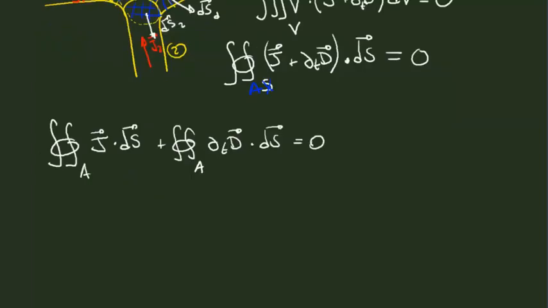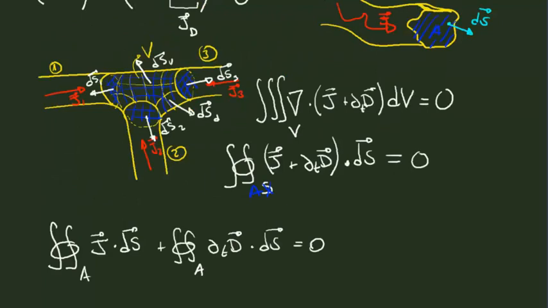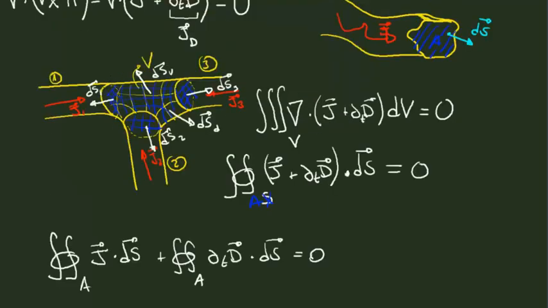So let's break down the first integral over there. It's clear that the total closed surface of my node can be broken down into a combination of many different surfaces. The first one will be, for instance, S1. Now this is not a closed surface anymore, it's an open surface. So this is dS1.